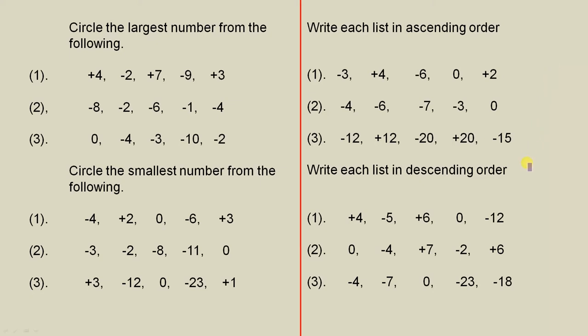Write each list in descending order. So with this one, you put the largest one first, and you go all the way through to the smallest one. So that's what descending order means.